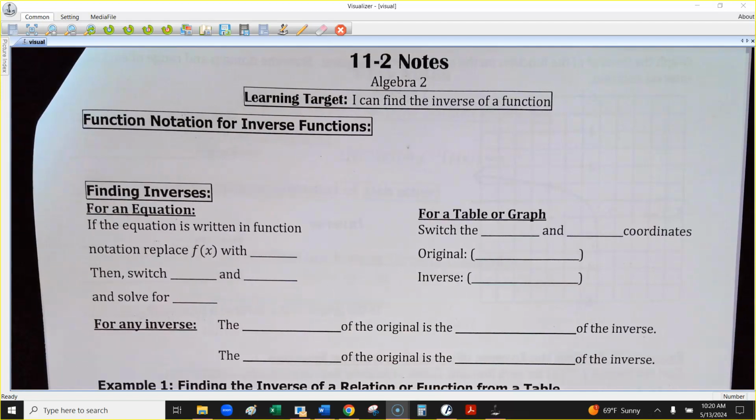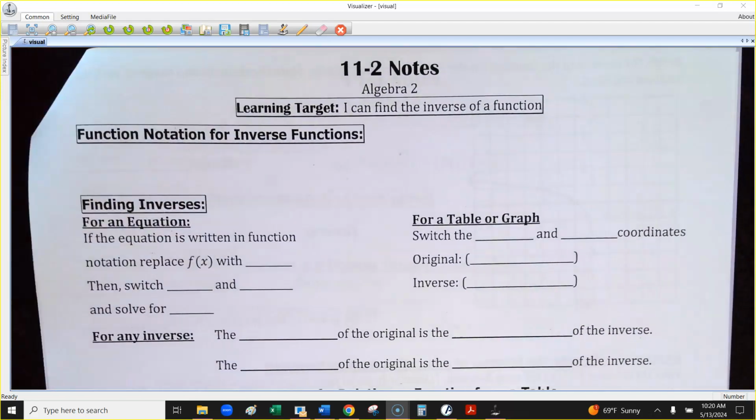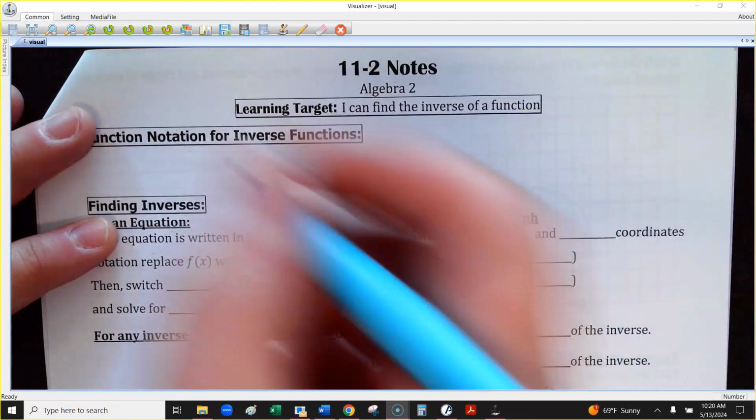Okay, now, inverse notation. I love how everyone's listening intently. All right.